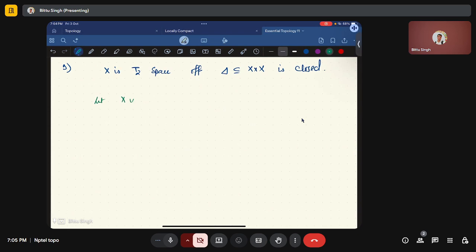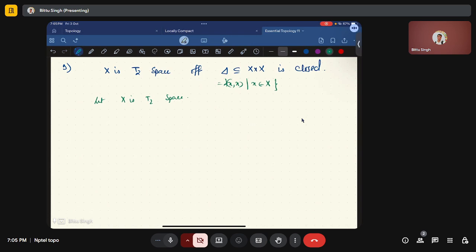Let X be a T2 space. So what is delta? Delta means the set of pairs (x, x) such that x belongs to X. Those are the diagonal elements. We have assumed X is a Hausdorff space. Now we need to show the diagonal is closed.